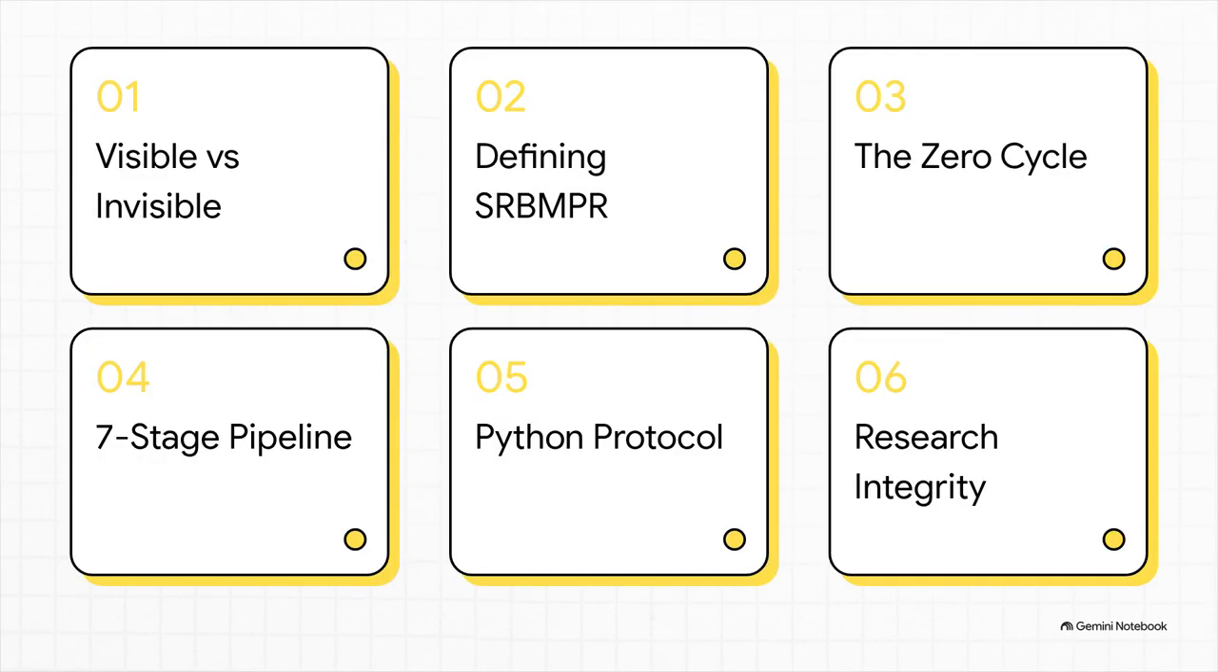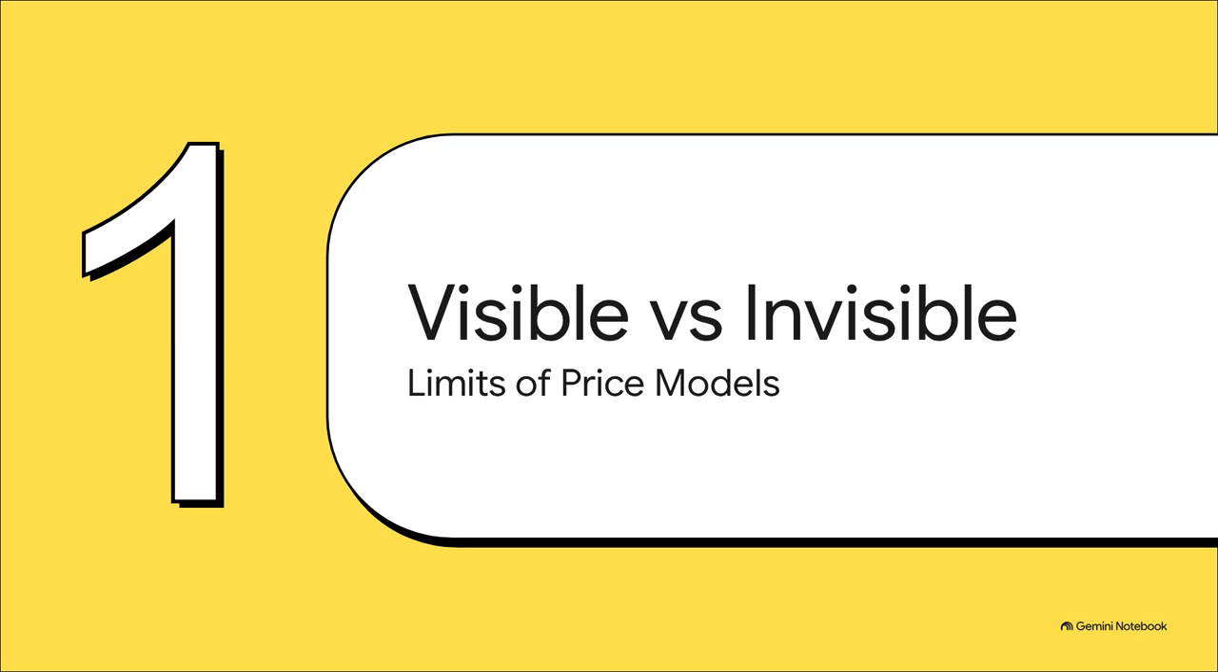So here is the roadmap for our explainer today. We'll contrast visible price with invisible behavior, define what SRBMPR actually is, break down the zero cycle, walk through the 7-stage pipeline, look at the Python protocol, and wrap up with research integrity. Let's start with part 1, visible price versus invisible behavior, and the limits of traditional models.